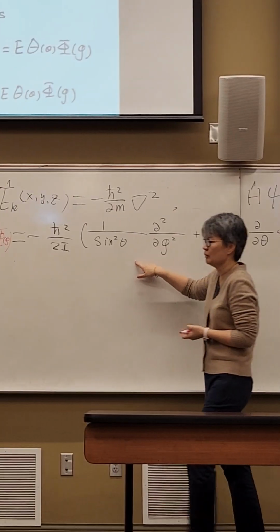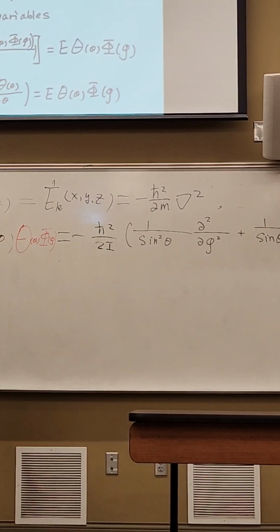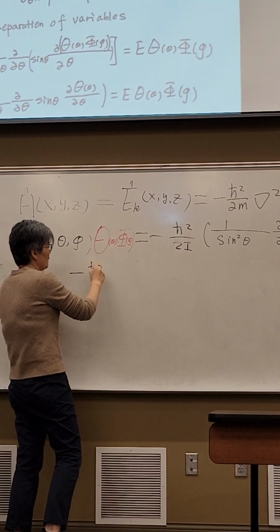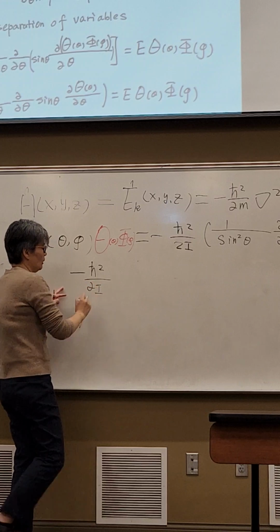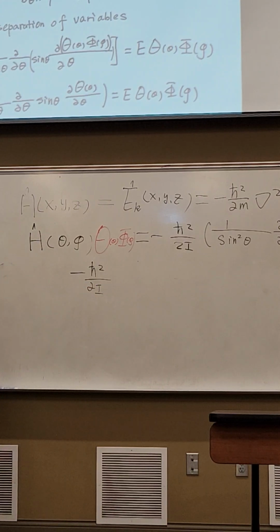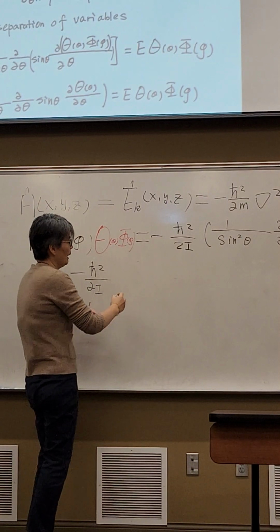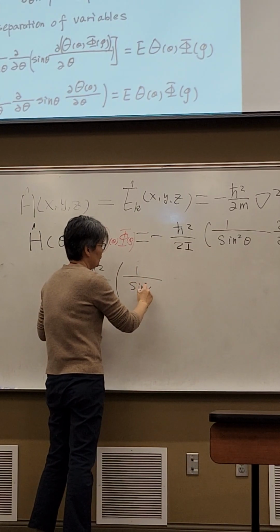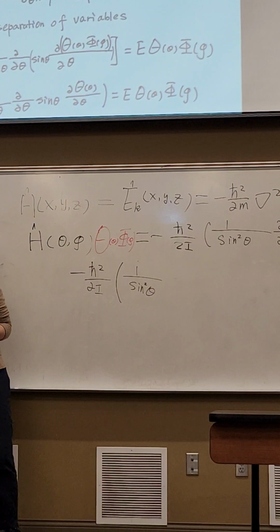We have an operation of this component. So I will write out this for you guys. What I'm having here is a constant, I don't have to do anything: h-bar squared over 2I. Then when I have a component, this is just a multiplication of 1 over sine squared.